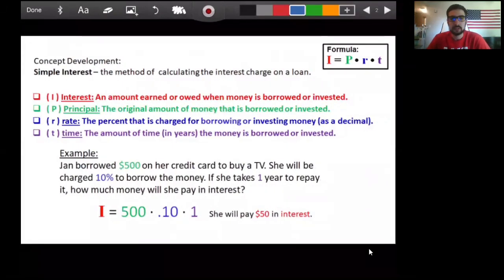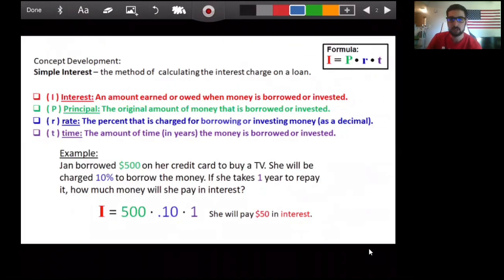So interest is calculating the extra amount of money that's going to be put on a loan, right? So it could be something that's on a loan, whether that's something that you're borrowing. It could also be money that you make. Okay, so interest isn't always a negative thing. It can also be a very positive thing. So interest itself is an amount that's earned or owed when money is borrowed or invested.